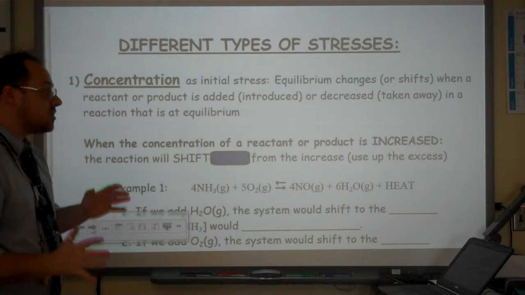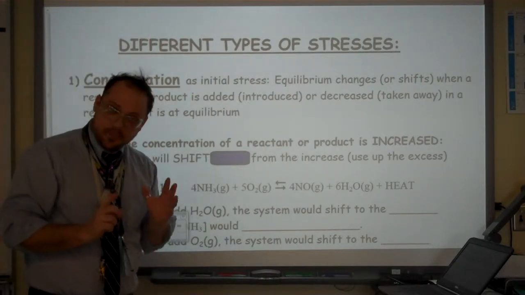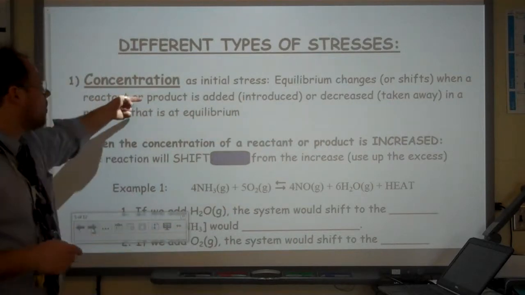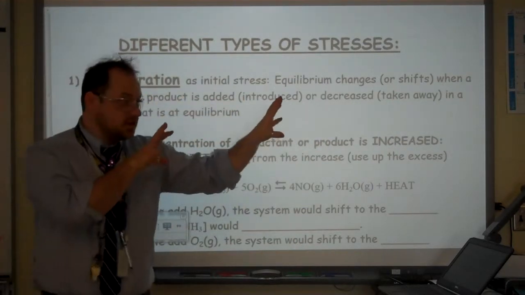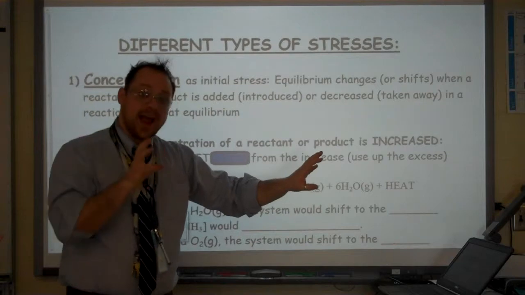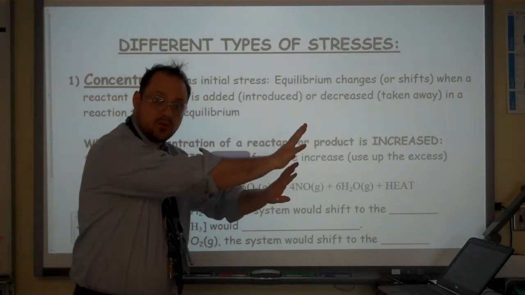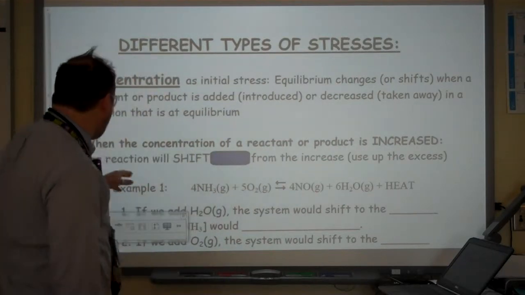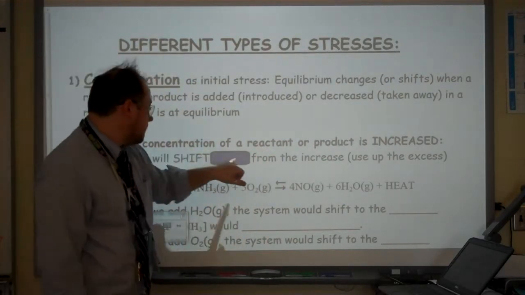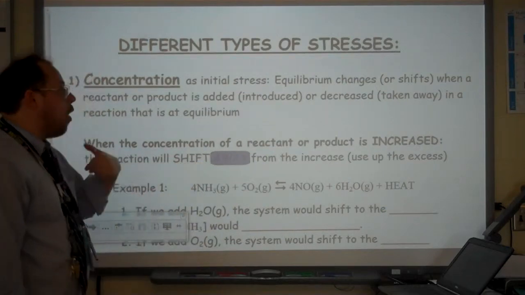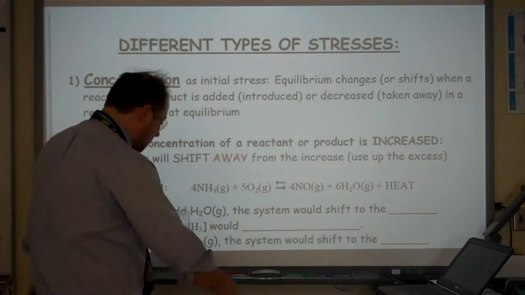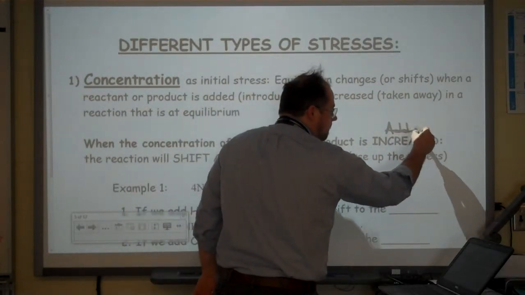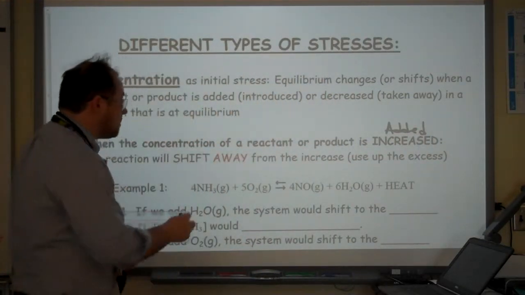Different types of stresses. These are the things that you can do to stress out an equilibrium. Concentration: equilibrium changes when a reactant or product is added. So the equilibrium's been established, and if you add some more drops of reactant, it's going to push it towards the product side. If you add some more product, it's going to push it towards the reactant side. So when the concentration of reactant or product is increased, the reaction will shift away from the increase. Increased means added. So we've added something, and we shift away.